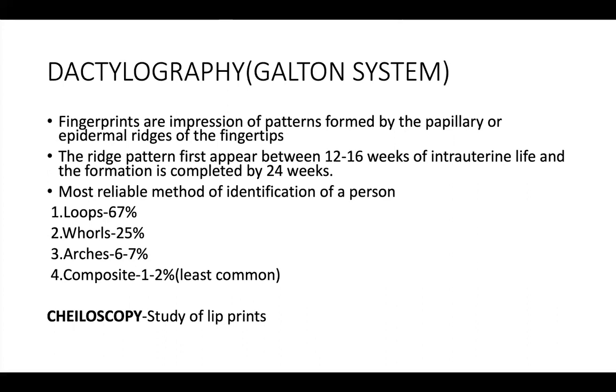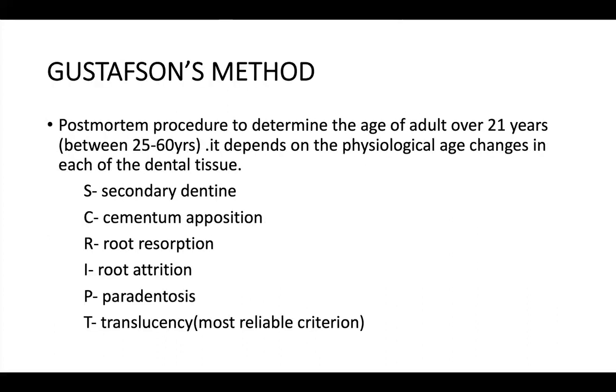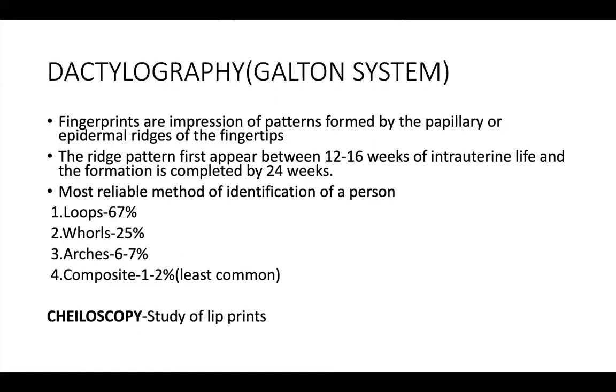Next is the Galton system, dactylography. The word names we need to understand: the Gustafson method is physiological changes happening in dental tissue, and in dactylography, or the Galton method, this is fingerprint or impression of fingerprint identification of a person. That is the Galton method. So fingerprint or impression of patterns found by papillary or epidermal ridges of the fingertips.